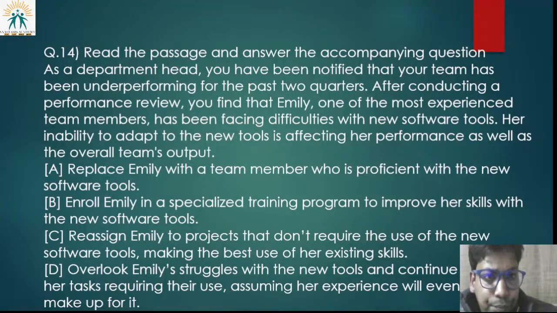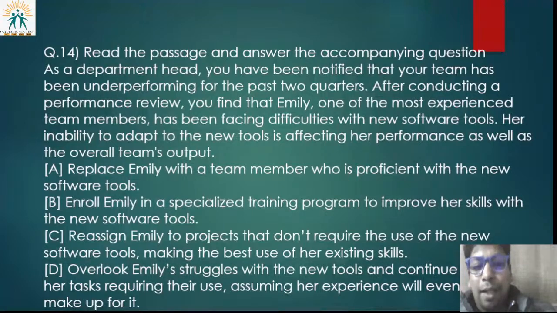We have got a small passage here. Snap gives you something like this: as a department head, you have been notified that your team has been underperforming for the past 2 quarters. So you are the manager. After conducting a performance review, you find that Emily, one of the most experienced team members, has been facing difficulties with new software tools. Very good, Kamya. Please give me some time. Her inability to adapt to the new tools is affecting her performance as well as the overall team's output.